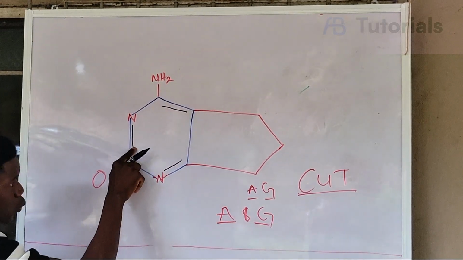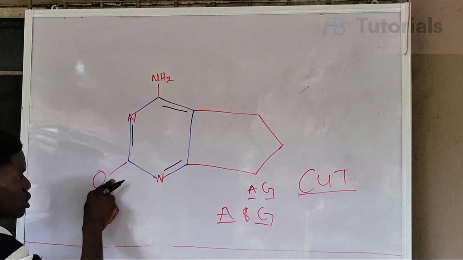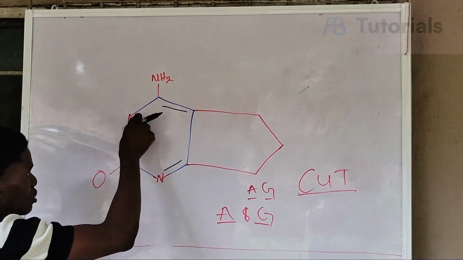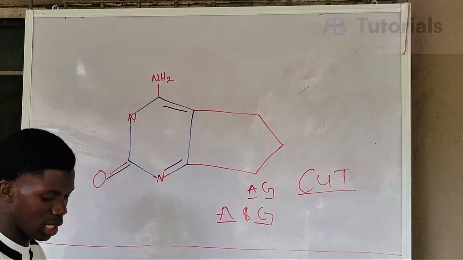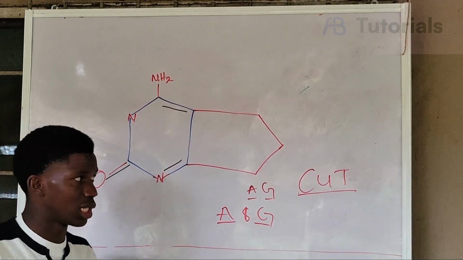Okay, but this bond here will be used by what? Oxygen. Okay, so we have to remove it and put it here. What about these two guys? They will still be there, they are not going anywhere, and I hope you understand that.